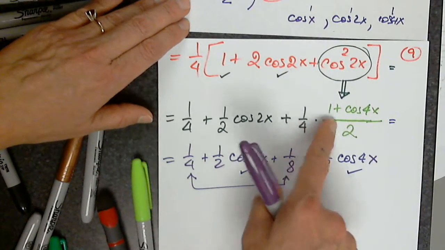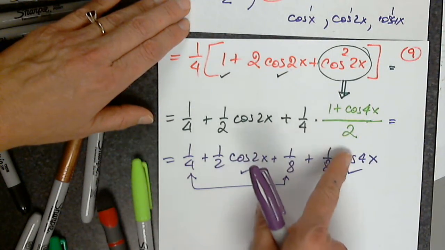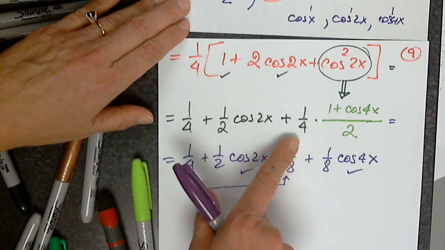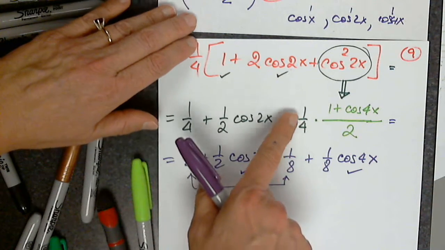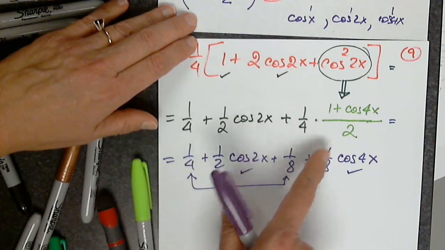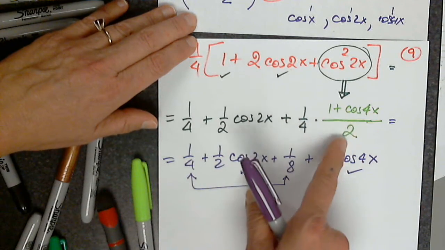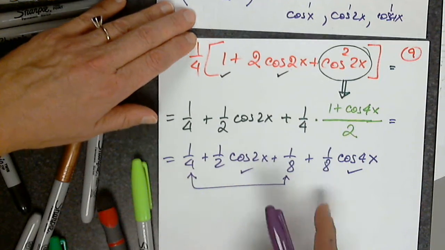So then I split this into 2 fractions, 1 over 2 and cosine over 2, and then I had to distribute 1/4. That's how I got 1 over 4 times 1 over 2 and 1 over 4 times cosine over 2. Alright, I see that now.